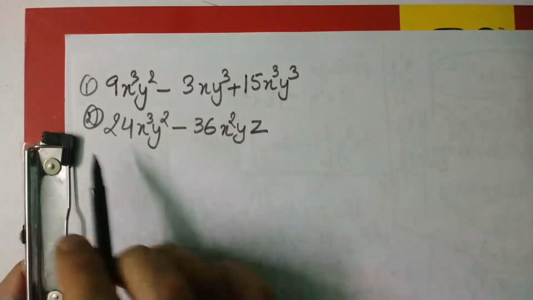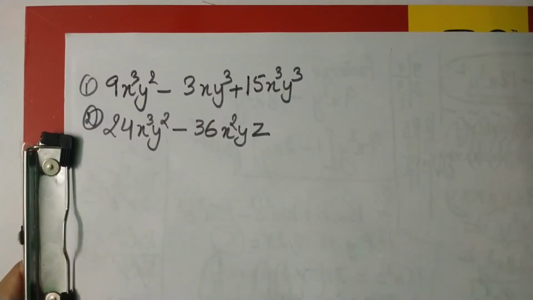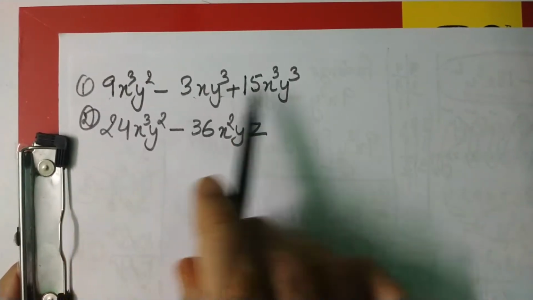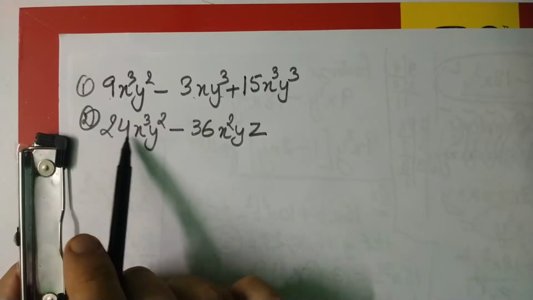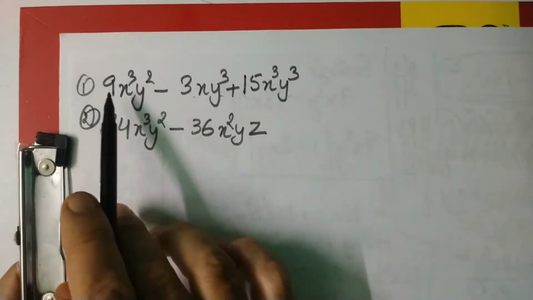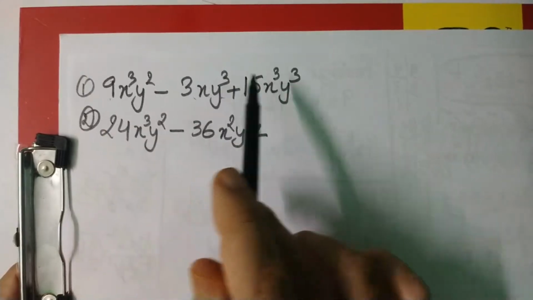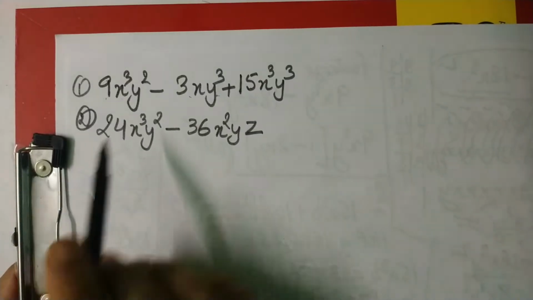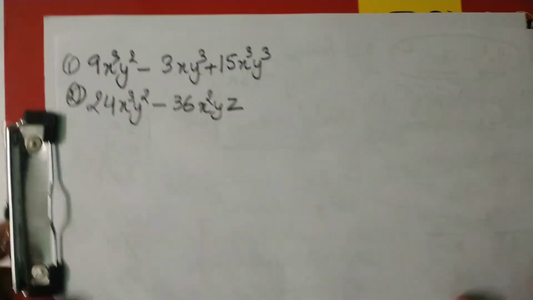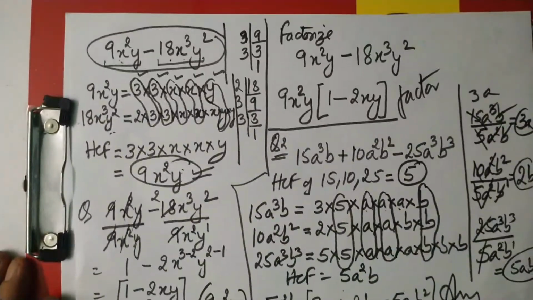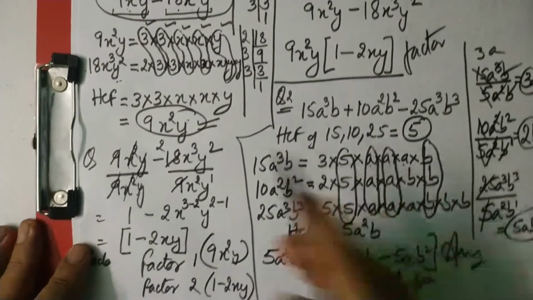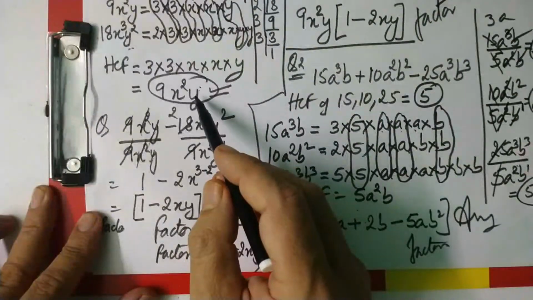This will make you understand how you take common. So you will find HCF of the numbers first, then x and y. In this you will find HCF of 24 and 36 by the HCF method. In question 1 you will find HCF of 9, 3 and 15 by the HCF method, then x cube y square, xy, and so on by the HCF method. And then try the process which I have explained. You can watch the process and understand what is to be done, how this number came, and then what you do with this number.